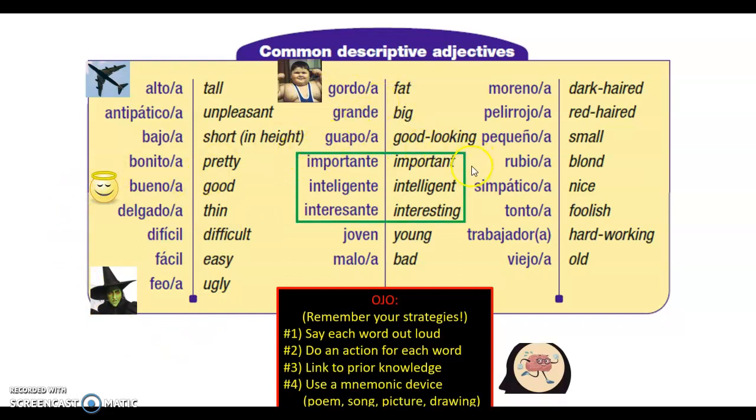Gordo. These right here are cognates, so they're very similar to English. Importante, inteligente, interesante. When I see the word joven, I think of juvenile. When I see the word malo, I think of something bad, mal, like a malignant tumor. Simpático reminds me of sympathetic. People who are sympathetic are nice. And antipático is the opposite. Anti is against or something negative. You already know trabajar means to work. So trabajador or trabajadora isn't a stretch. So you go through each one and try to figure out how you can put this information into your brain.